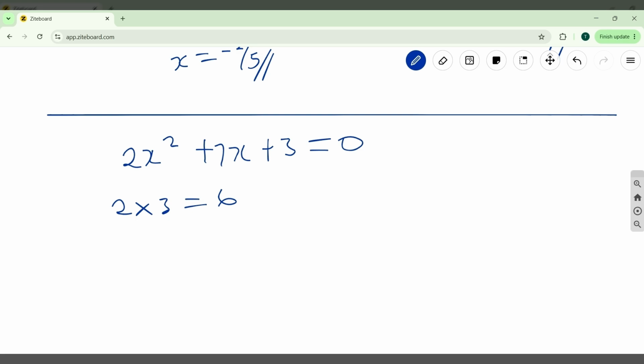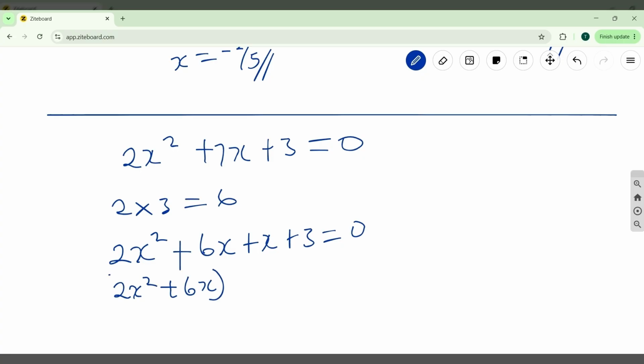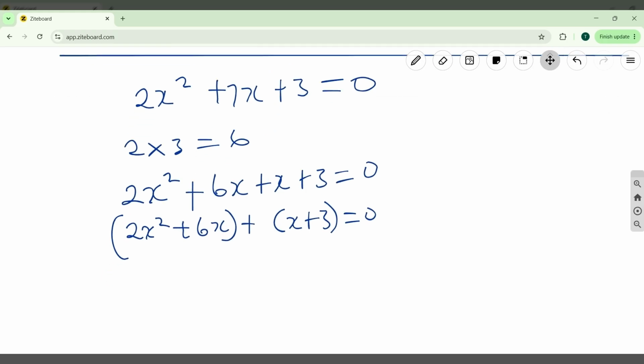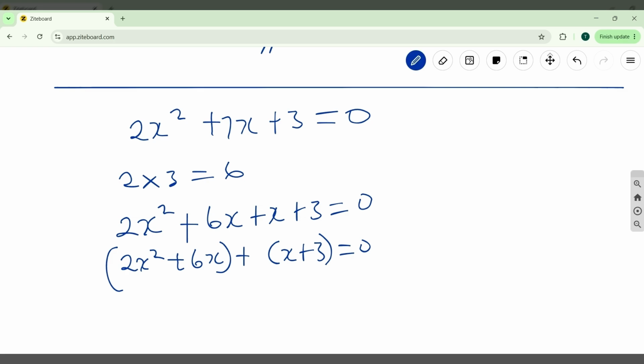So let's proceed. This is going to give me 2x squared plus 6x plus x plus 3 is equal to 0. I'm just taking these two, this is what I'm doing. Taking these together, taking these together. Okay, so this is equal to 0.